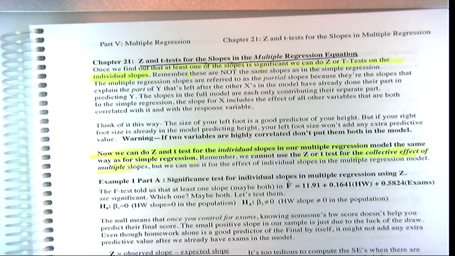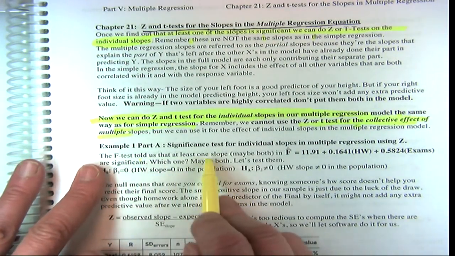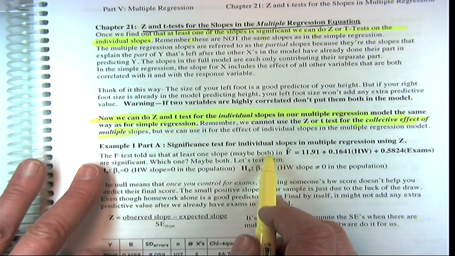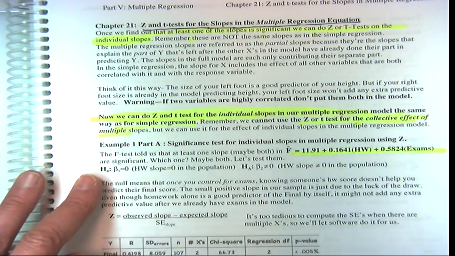But once you find that's significant and we reject the null, what does it tell us? That at least one of the slopes is significant, so we want to find out which one, maybe all of them. So that's what we're going to do now. The F test told us that at least one slope, maybe both, in this model is significant. So let's test them.